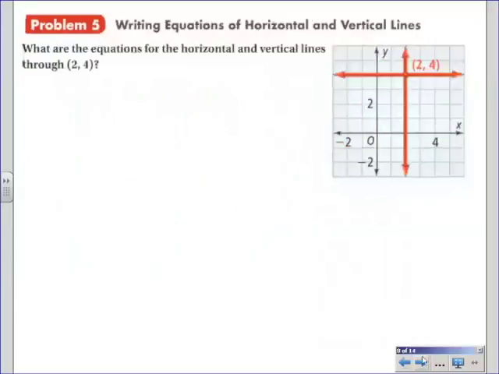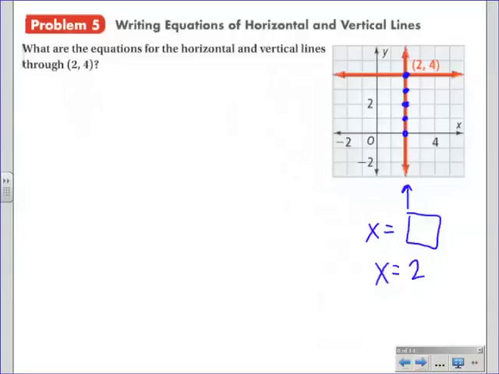What are the equations for the horizontal and vertical lines through this point (2, 4)? I'll start here. All vertical lines look like this: x equals some number. And so you really just have to ask yourself, what is the x value anywhere on that line? Notice that that x value there is 2, this x value is 2, this x value is 2, this x value is 2. So because that's the case, to write the equation of that line, we're just going to write x equals 2.